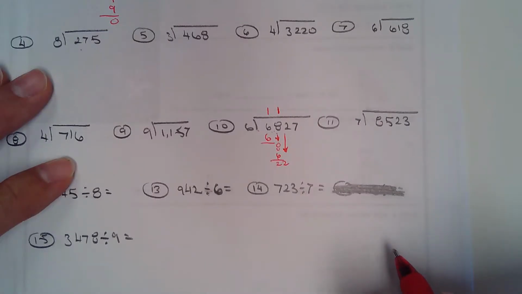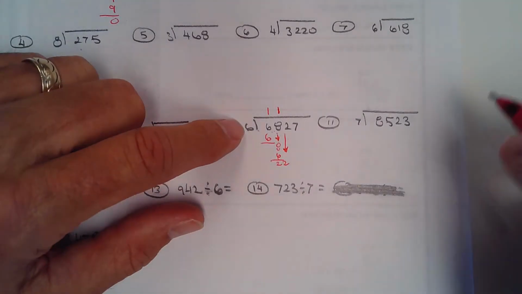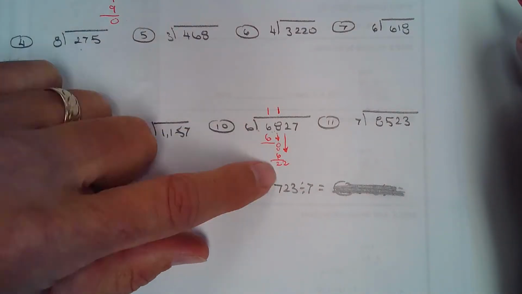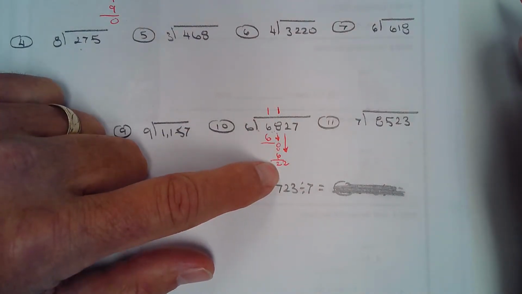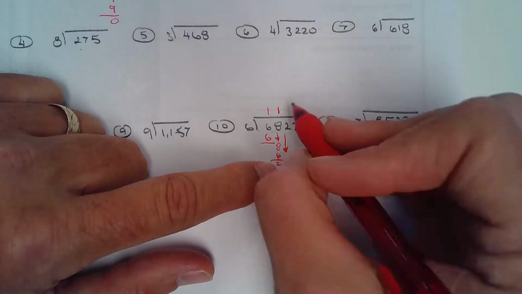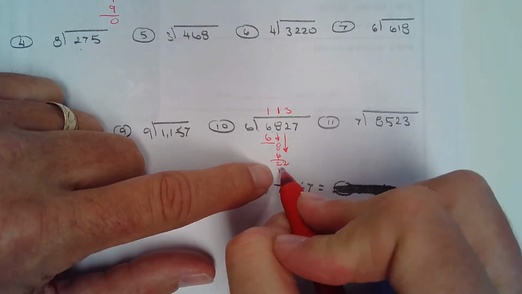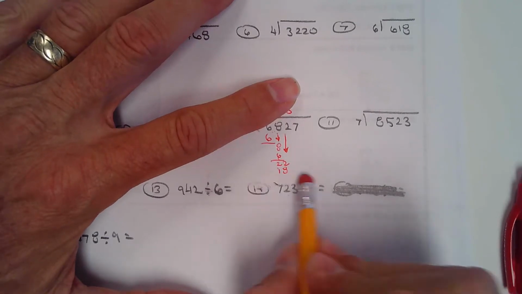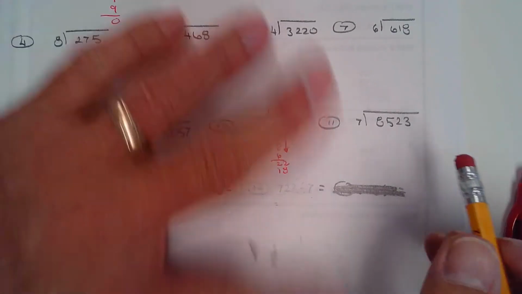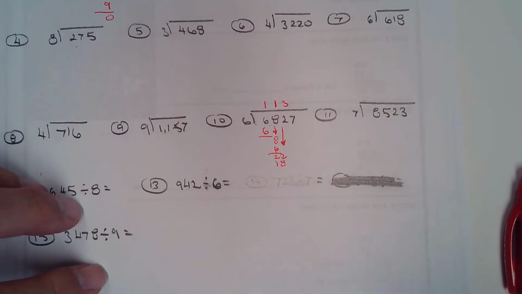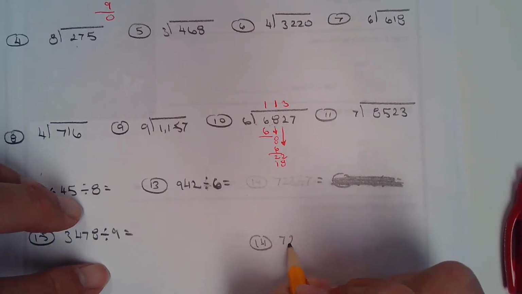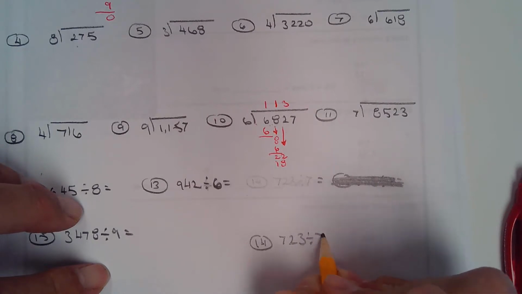6 goes into 22. How many times? Well, 6 times 2 is 12. 6 times 3 is 18. 6 times 4 is 24. 24 is too big. That's not going to work. So 18 will work. 6 goes into 18 3 times. So I'm going to put down an 18, and I'm going to erase this so I have more room to work. And I'll just move 14 down here, which was 723 divided by 7.